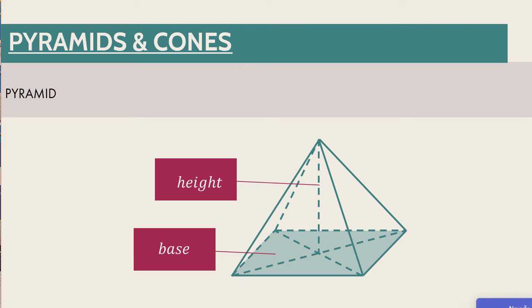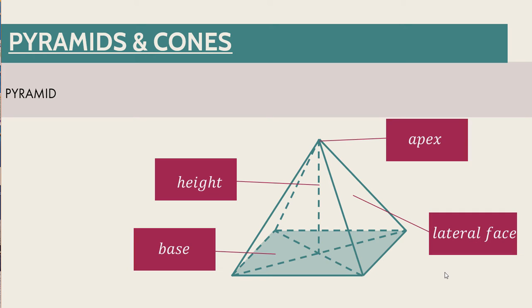The height, the apex, which is the point outside of the base, and from the apex we connect to the points on the base. Each of the side faces is called a lateral face. Lateral means side.